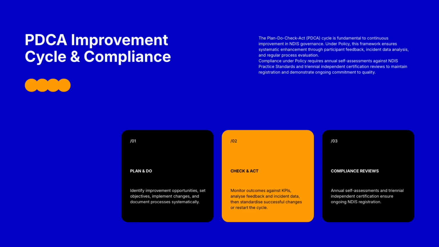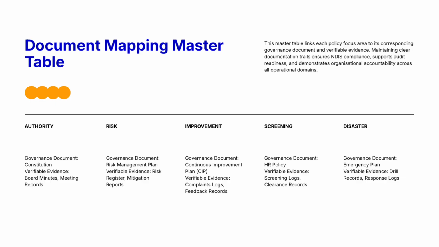This slide represents the core of the document mapping strategy. For an NDIS organization, compliance must be explicitly demonstrable to external auditors. This master matrix links specific governance pillars directly to internal policies and the exact business documents required to prove compliance. For example, when an auditor reviews the organization's operational authority, the policy reference is the corporate constitution, and the verifiable evidence is the signed board meeting minutes.